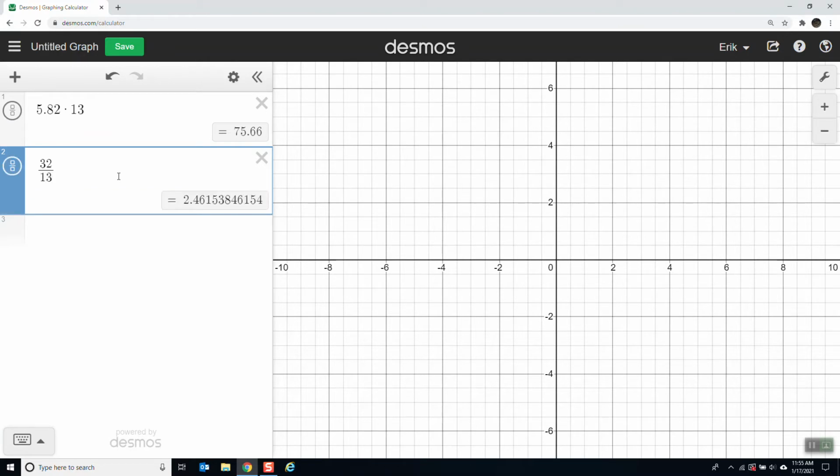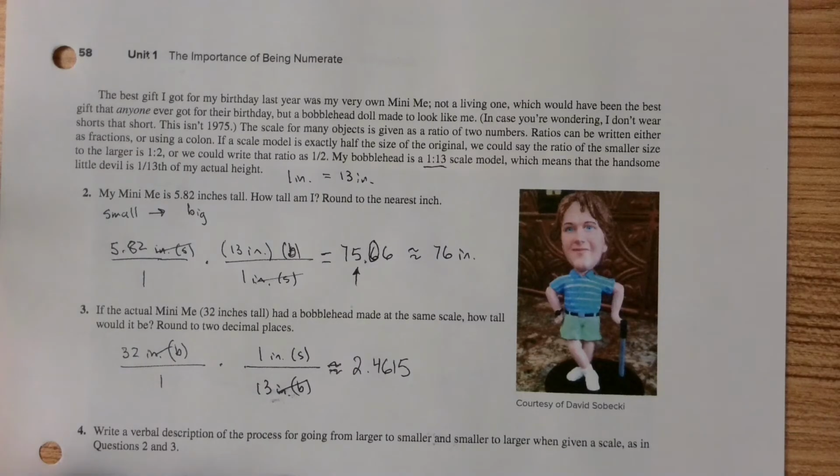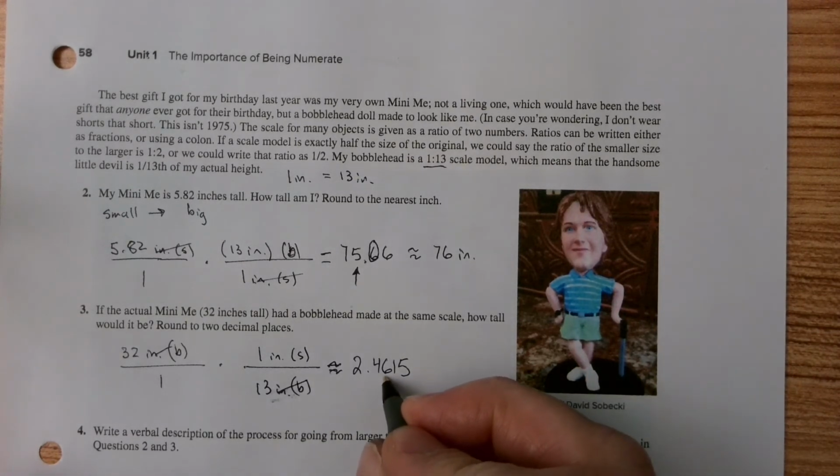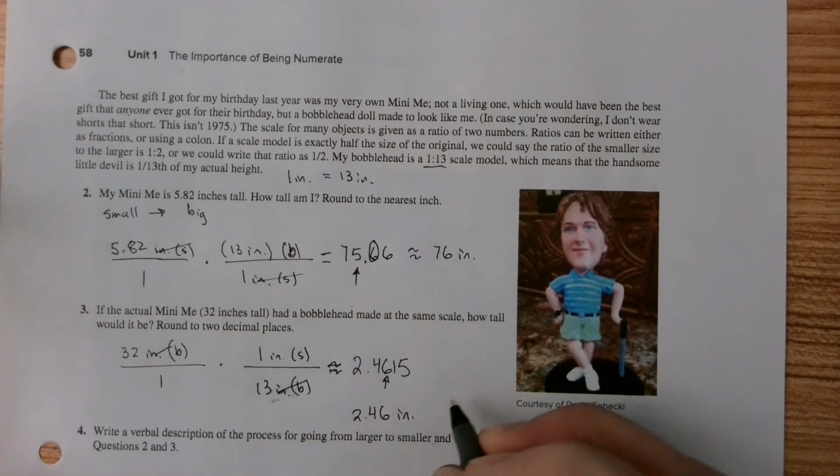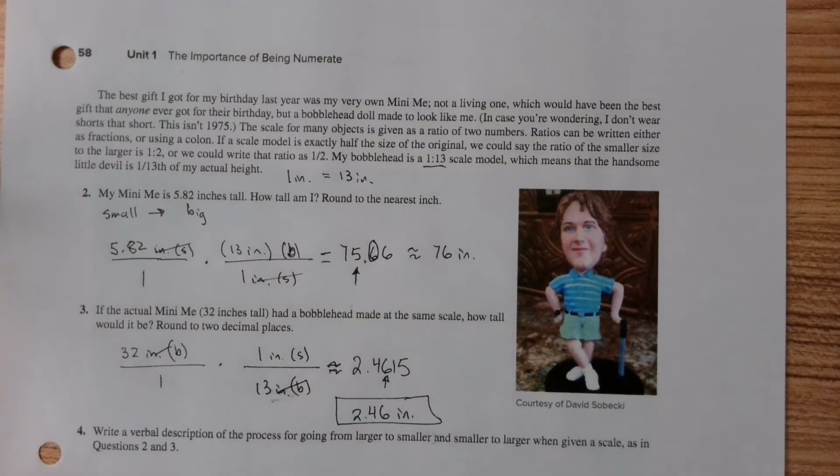We get 2.46158, and so on. I'll do 2.4615, and then I'll come back and round that. Because we wanted 2 decimal places, that's this place right here. So our final answer is 2.46 inches tall. That's what the bobblehead would be.